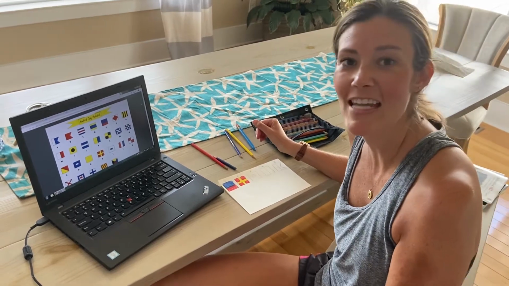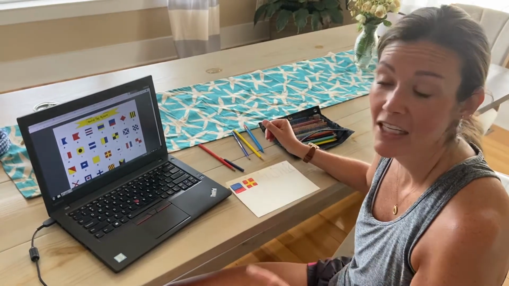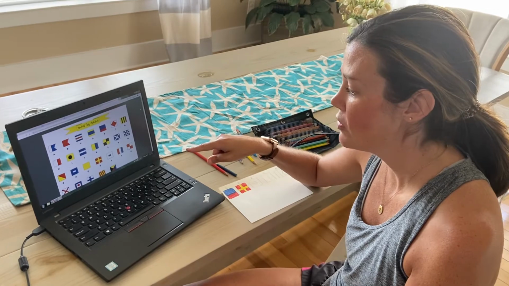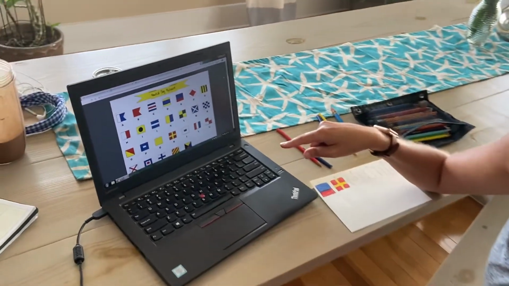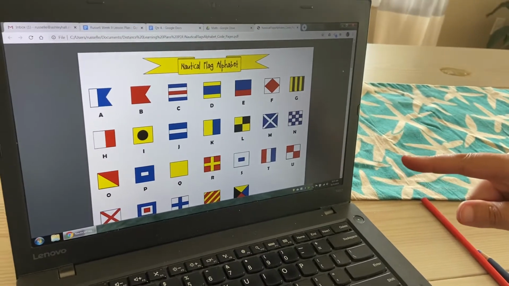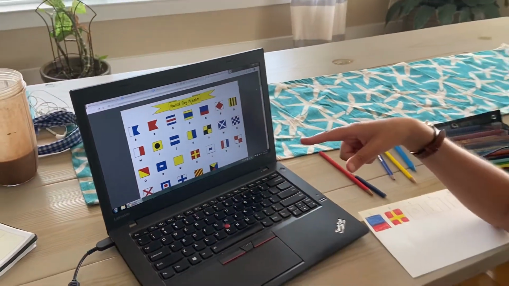Hi friends, so today we're going to do fractions with nautical flags. Nautical flags, I'll give you a little history lesson. Nautical flags used to be used on ships to signal other ships. They were used in battle or in war times to signal other ships. They were used as a code.